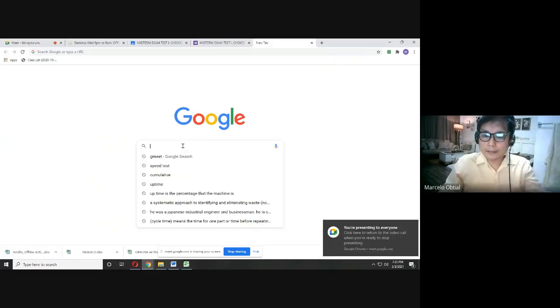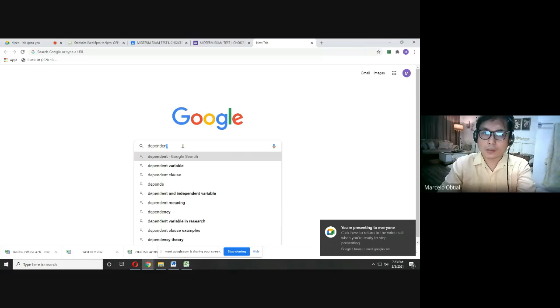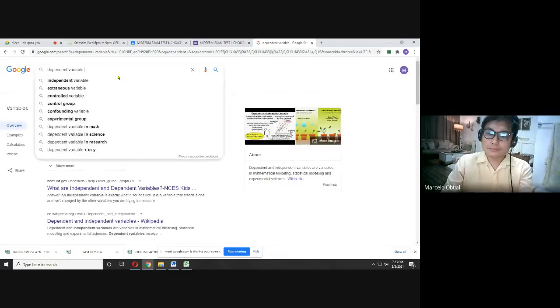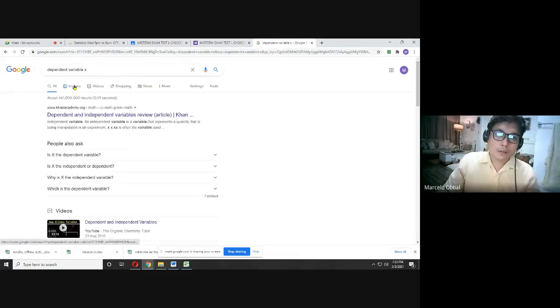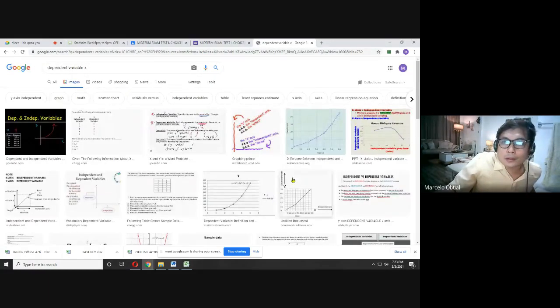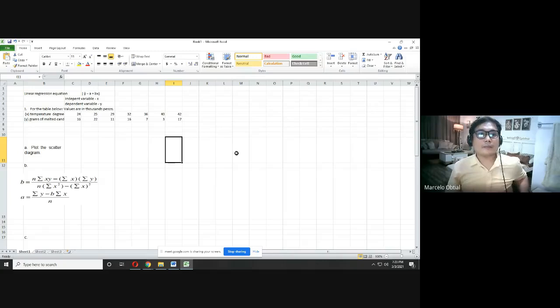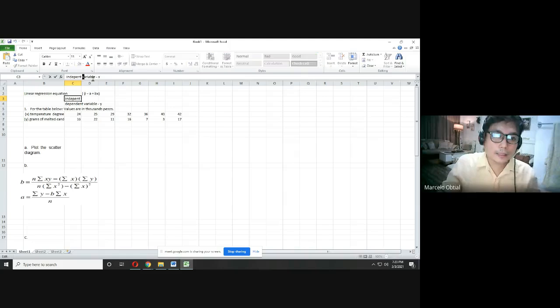Manigurado tayo dito, ha? Dependent variable. What is dependent variable? The dependent variable is always the y-axis. Tama, Sir Cyrus, no? Y. Then on the other hand, yung isang variable natin is independent. What is the spelling? Independent.